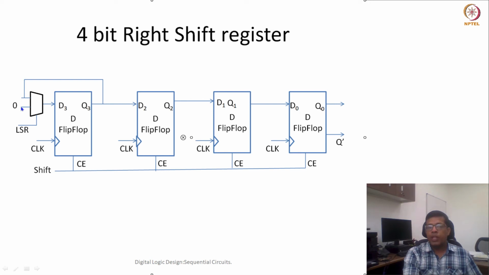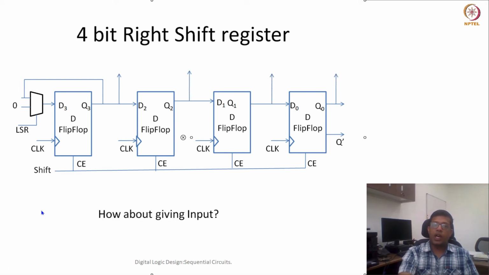And then if we are doing a left shift operation, then 0 would be given as an input to my least significant bit, or whatever was the sign bit would be given as an input to my most significant bit. So this LSR, whether it is a logical shift operation, if it is a logical shift register, then 0 would be given; otherwise, whatever is Q3, the most significant bit, would be given as the input.